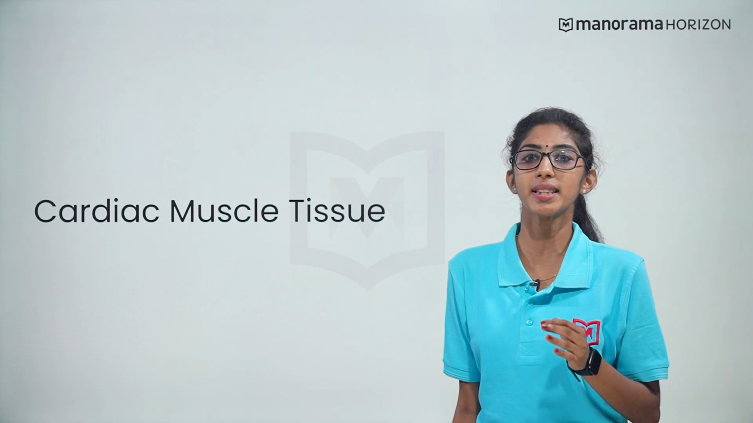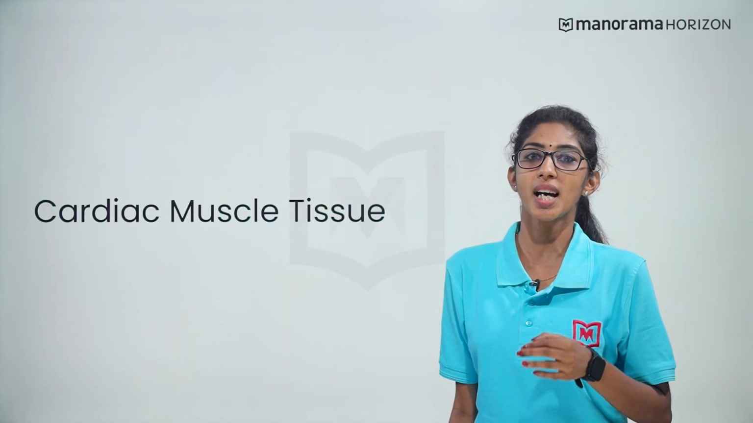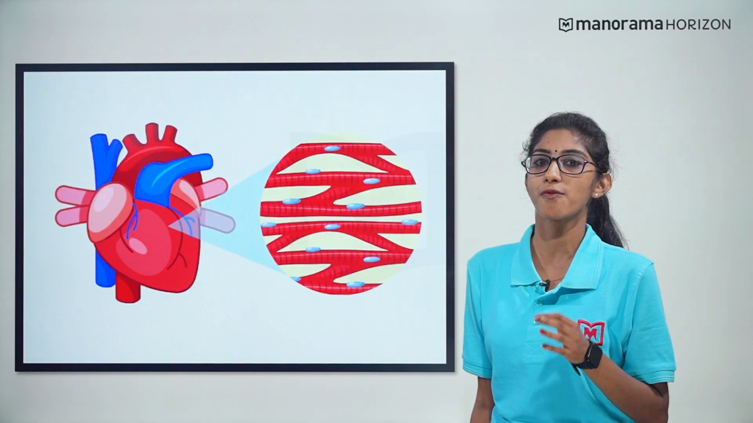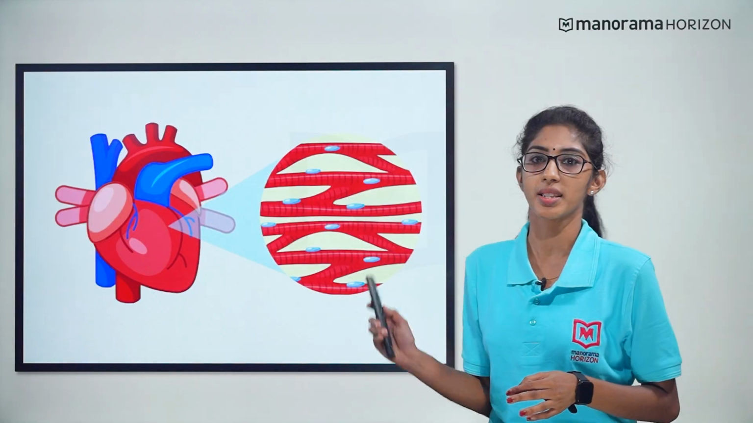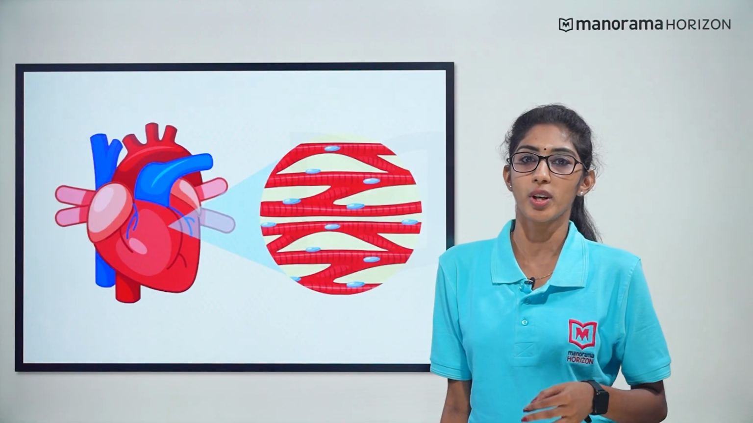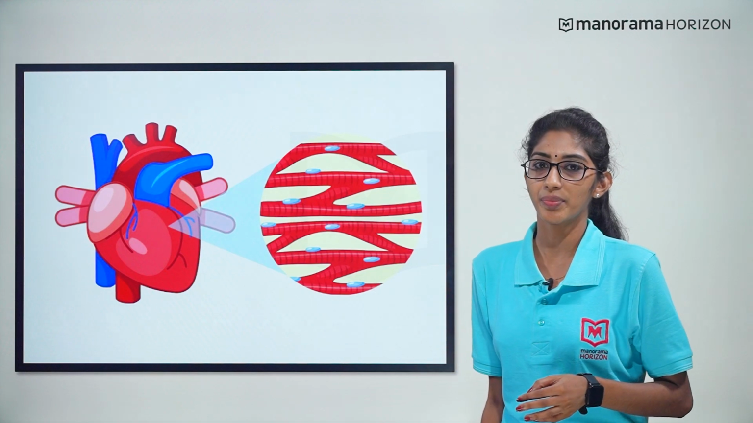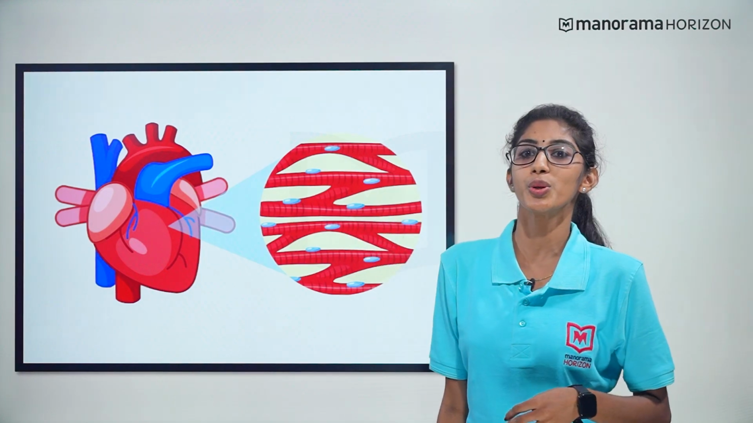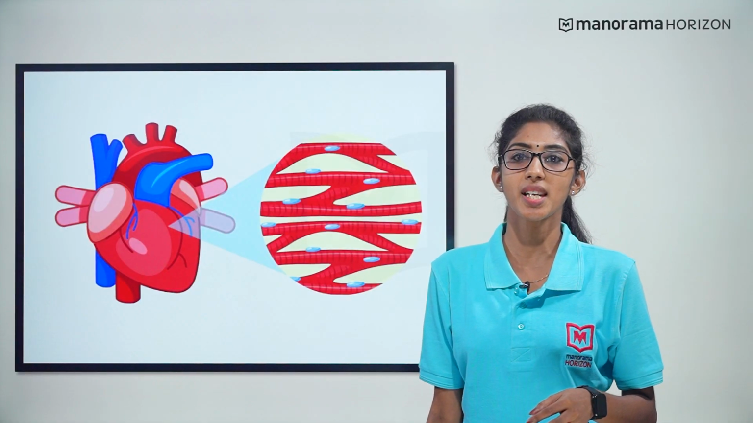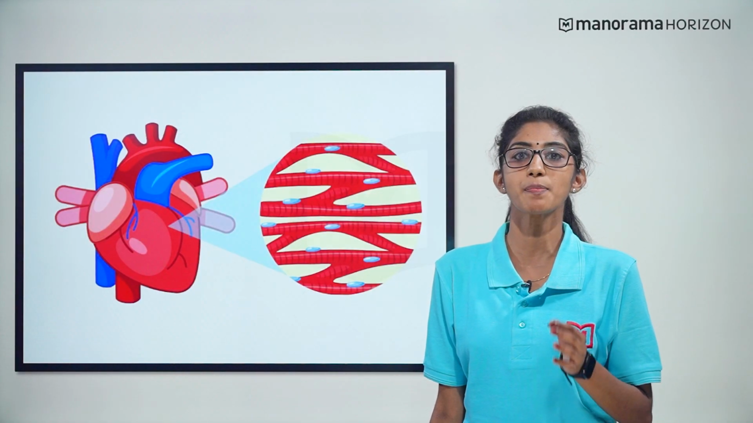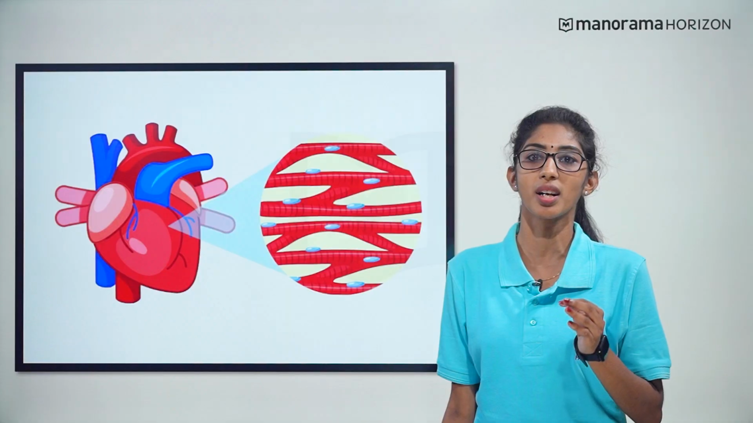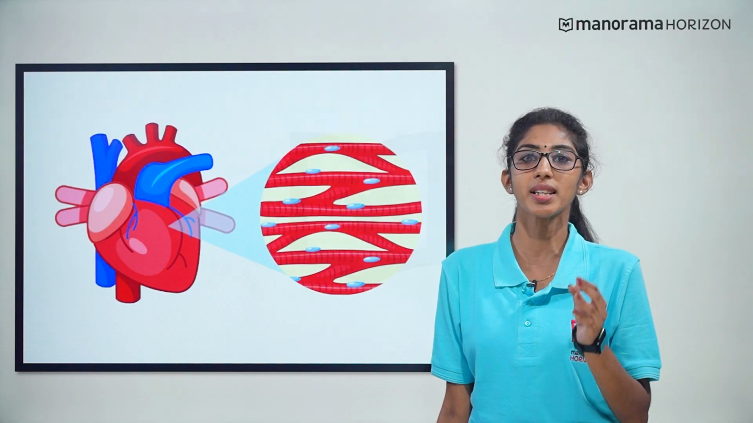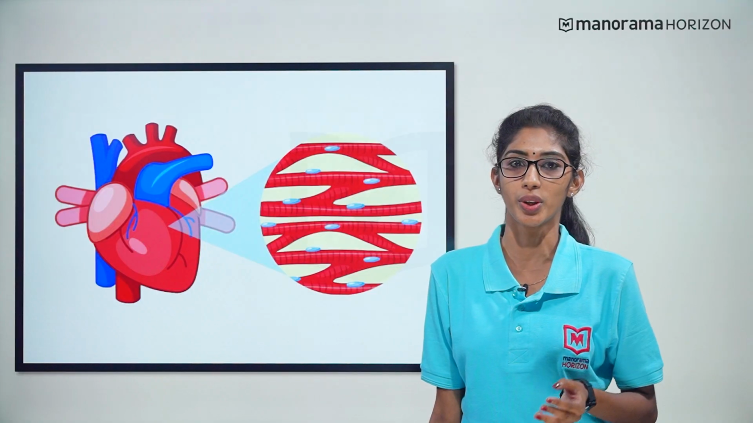And the third type of muscle tissue is cardiac muscle tissue. As the name suggests, it is found only in the heart and it is involuntary. As you can see, they are striated, branched, and mononucleated. The ends of the cells are joined at the plasma membrane and the junctions are called intercalated discs. The fused cells contract at once as a unit.